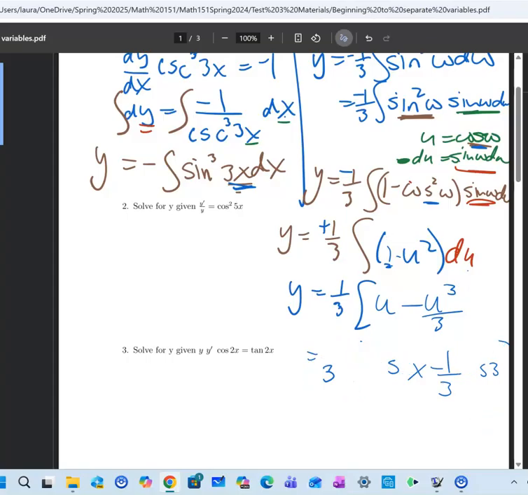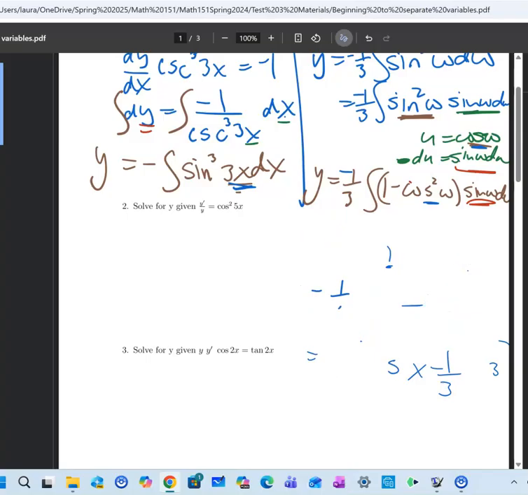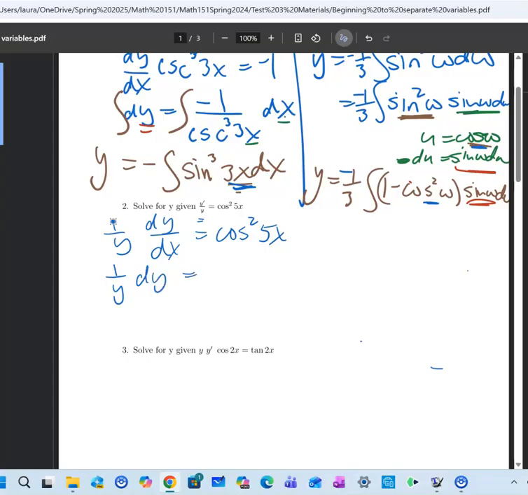So the second one, I want to, again, start with rewriting y prime as dy over dx. Okay, so here we go. So I'm going to pull this 1 over y off to the side. So dy over dx is cosine squared of 5x. Again, I want to get the x's on one side and the y's on the other. So I'm going to multiply through by dx. There it is. I can see it's screaming for integral signs.